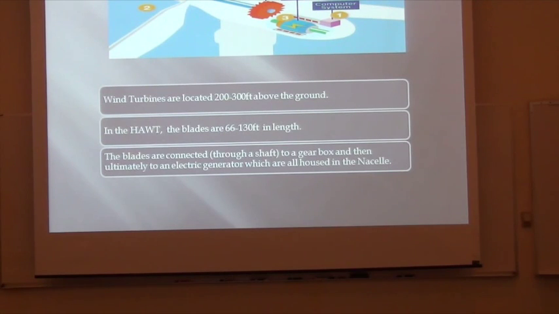When we talk about a wind turbine, it is located 200 to 300 feet above ground level, and each blade is large, 60 to 130 feet in length. You can see the blades over here. When wind enters the blades, they are rotated. The rotation is connected to the low speed shaft, then to the gearbox. Finally, it goes to the generator and makes the electricity.